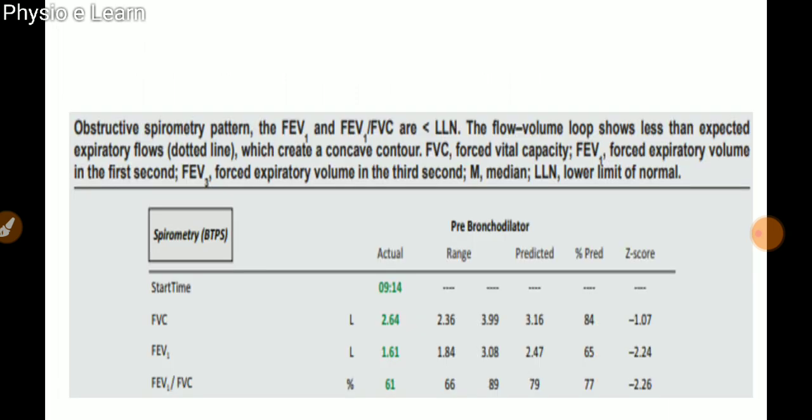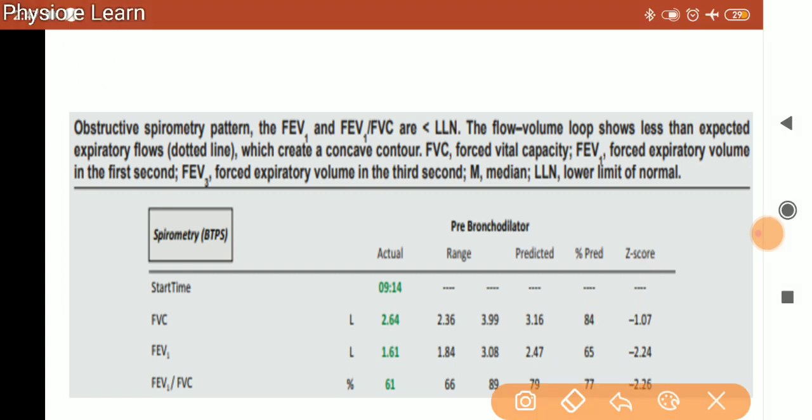So if you see in this report, the first report, you see FVC. FVC is 84% of the predicted. FVC is reduced but only slightly reduced. FEV1 you see 65%, it is markedly reduced. FVC, if you see 84%, it is reduced but not markedly reduced. But if you see FEV1, it is 65%, it is markedly reduced.